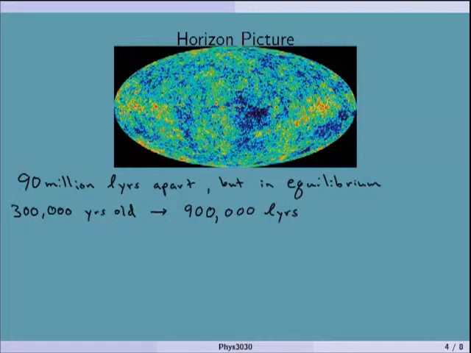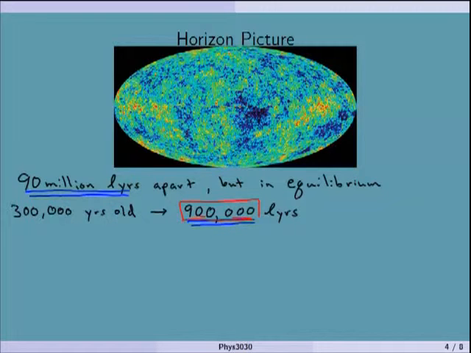So the horizon problem is this, and I'll show you why this 900,000 years actually could make sense. The furthest that photons could have traveled is 900,000 light years, but we find out that those photons were about 90 million light years apart, yet they're supposed to be in thermal equilibrium. They can't be unless they were close enough to each other that, moving at the speed of light, they could have touched each other. Okay, so this is the horizon problem.